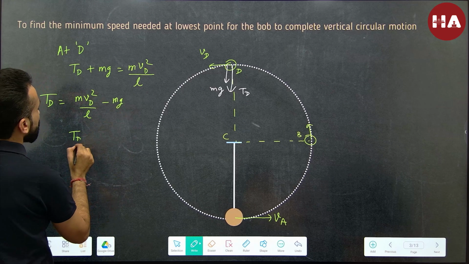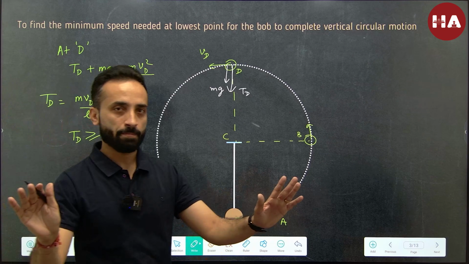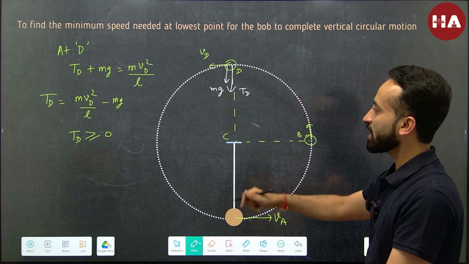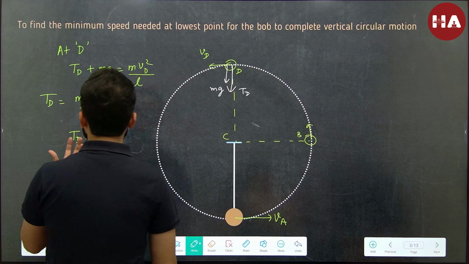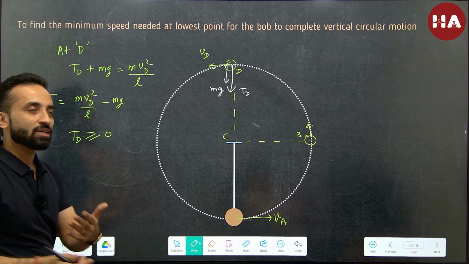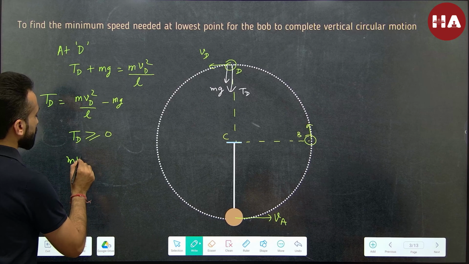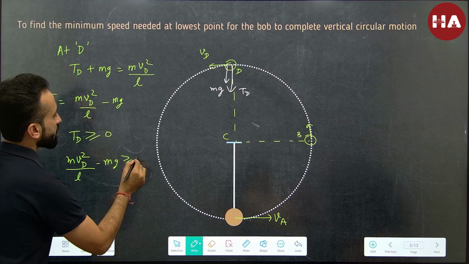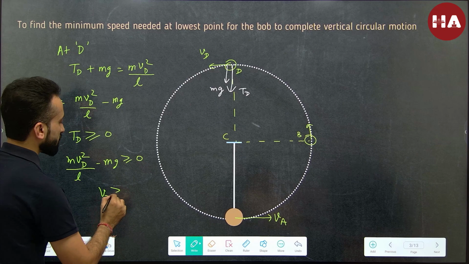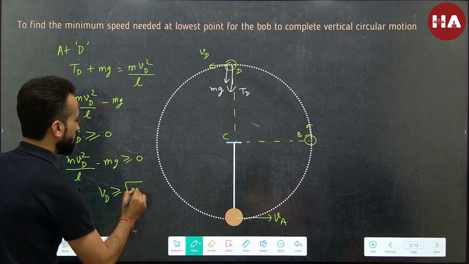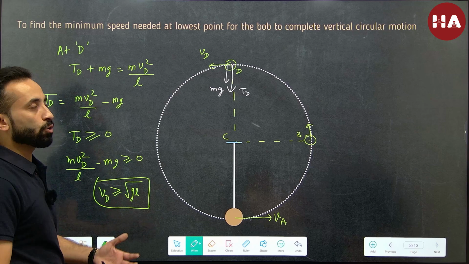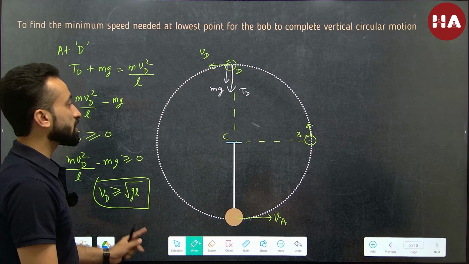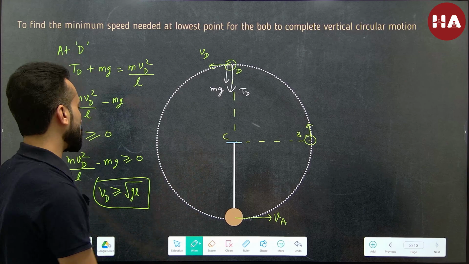What do we want? We want that the string should not slack. So we want the tension to be there. So for that we are making Td greater than or equal to 0, isn't it? So this is going to be m v square by r minus mg greater than or equal to 0. So Vd turns out to be greater than or equal to root gL. So I hope you understand that if you want the circle to be completed, the velocity at point D should be greater than or equal to root gL.